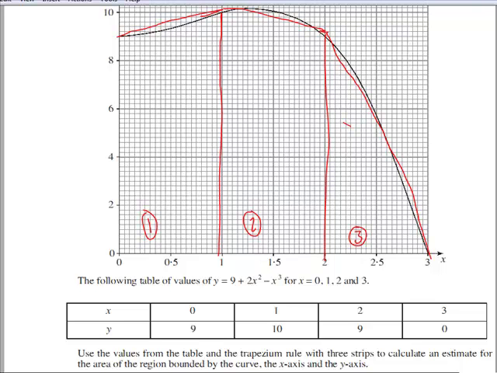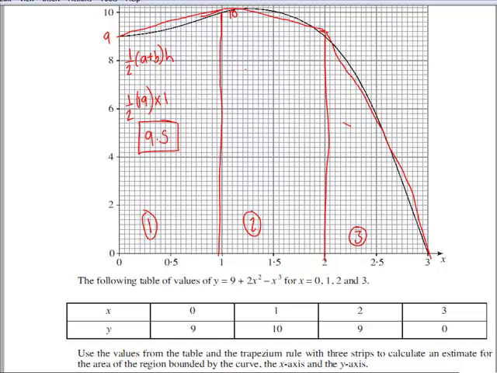So the area of the first strip would be, using our rules for area of trapeziums, a half of a plus b times h. In this case, we know that the height here is 9 and the height here is 10, so the sum of our parallel lines is 10 plus 9, which is 19, times by our height, which is the distance along the x-axis here, which is 1. So a half of 19 is 9.5.